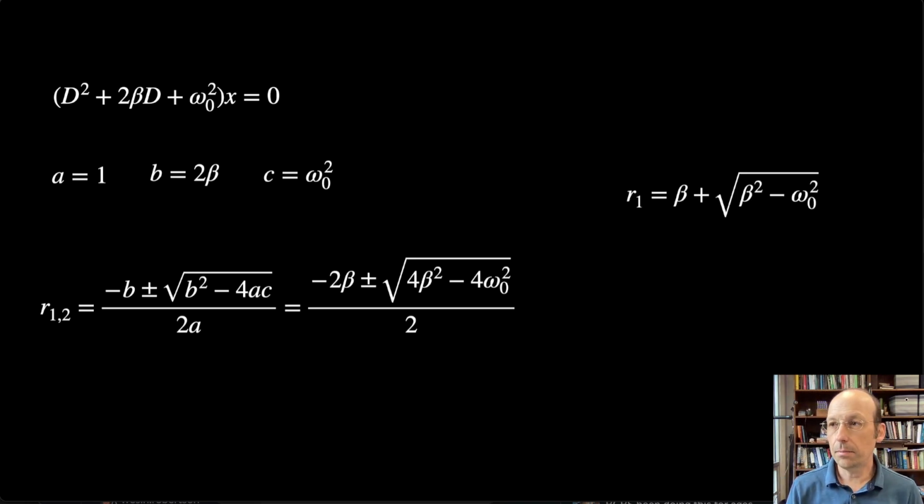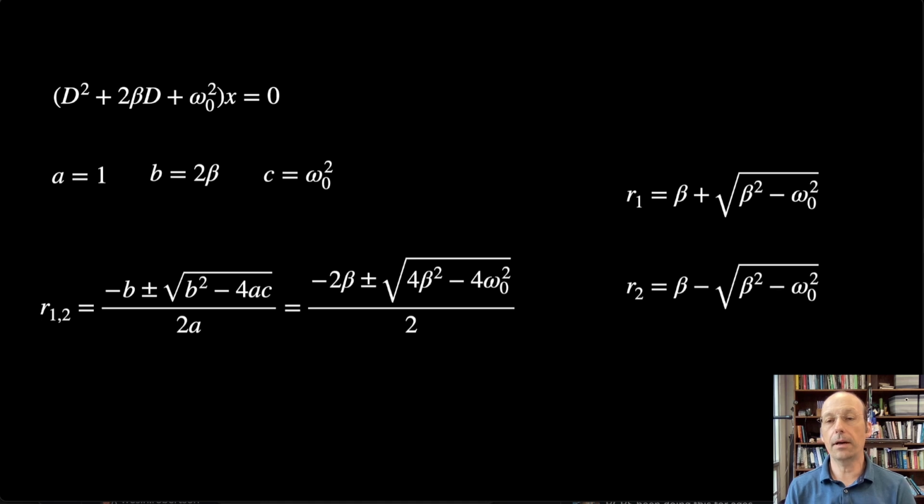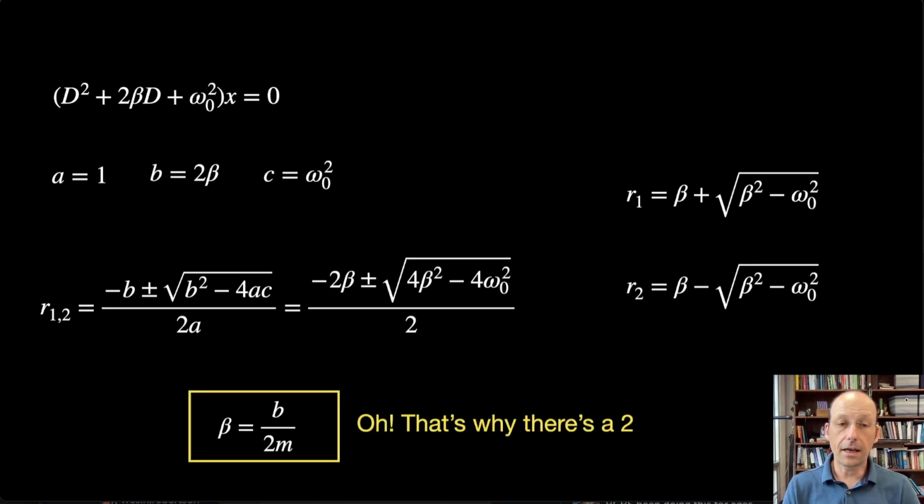And then the 2's cancel. So then I get R1 is negative beta plus the square root of beta squared minus omega naught squared, and R2 is negative beta minus the square root of beta squared minus omega naught squared. And that's why we put beta is b over 2m. If you didn't do that, you would still have a solution. It just would have a fraction in there, and no one wants a fraction. So that's why we did that.